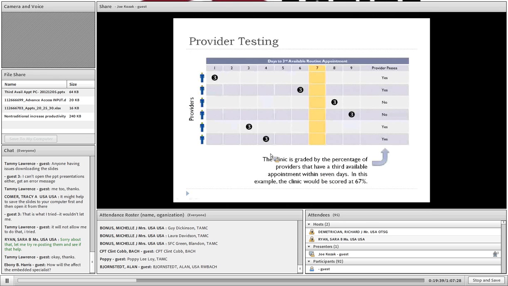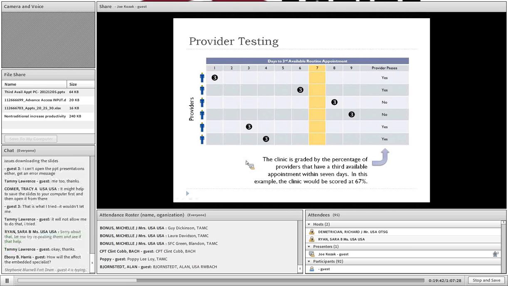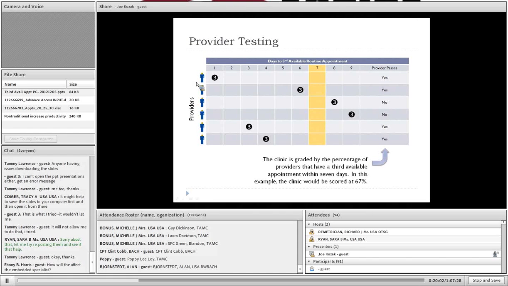So what this is going to mean is we're going to be doing a couple different things. First off, I had mentioned that the provider test would be an average of the providers that actually pass within the clinic. This is kind of an example of how that would work. In this case, there were 6 providers in the clinic. 4 of them had 3 appointments within standards, 2 didn't. So instead of the clinic being a fail under the current metric, it would now be a 67%. Because in fact, 67% of the providers within that clinic met the third available standard.